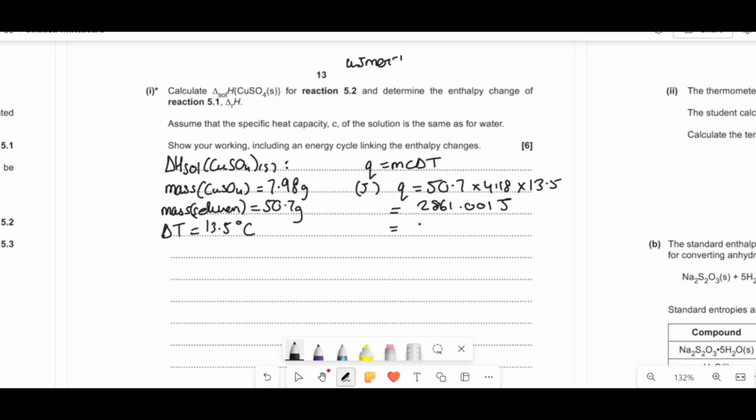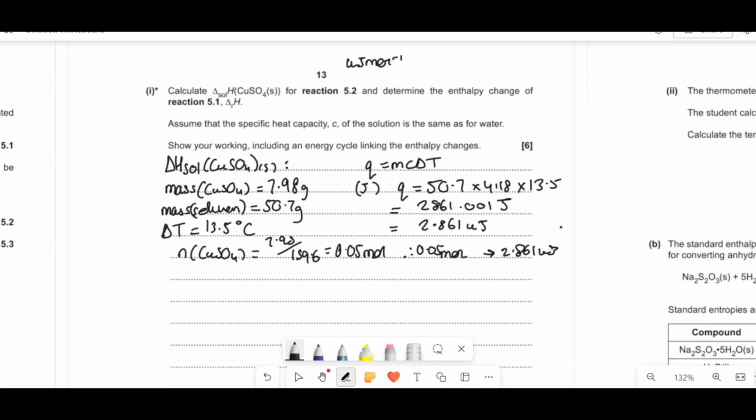So we can convert that to kilojoules, no harm there. So that'll give you 2.861, and I'm just going to round that to kilojoules. But we need to figure out how many moles led to that energy change. So the moles of CuSO4 is going to be 7.98 divided by its Mr, which is 159.6, which gives you 0.05 moles. Therefore, 0.05 moles caused the change that was 2.861 kilojoules.